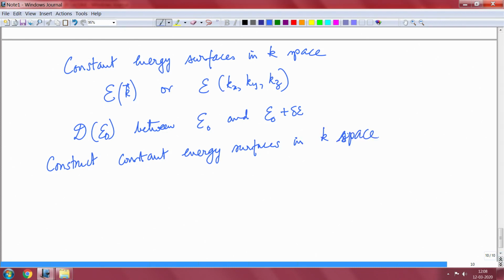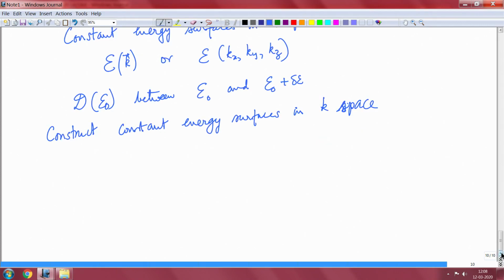For example, it is very easy to do if you know what free electrons are. I will come to that one at a later point when I talk about how the physicists approach the energy band theory, but right now let me assume that in the kx, ky and kz space, you have some constant energy surface which corresponds to energy E naught, and another constant energy surface that corresponds to an energy E naught plus delta E.